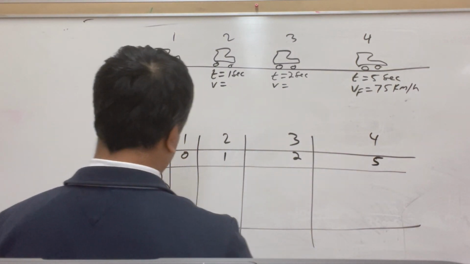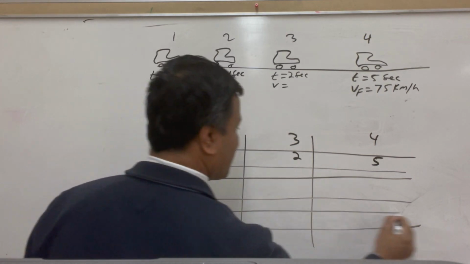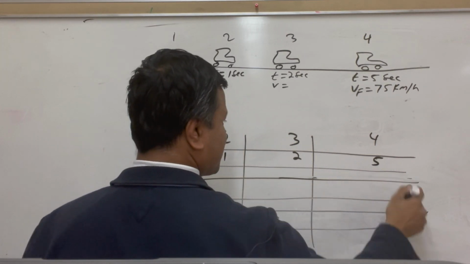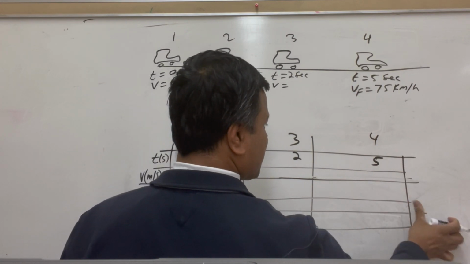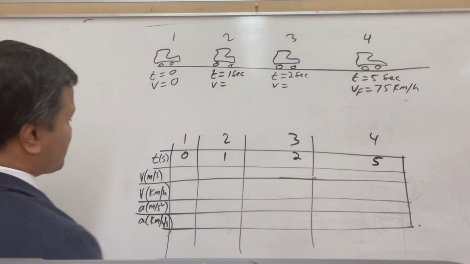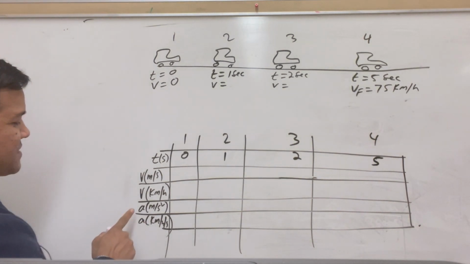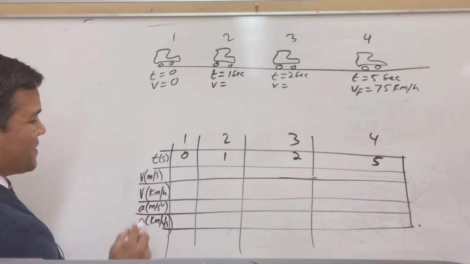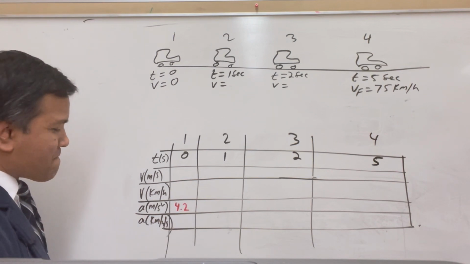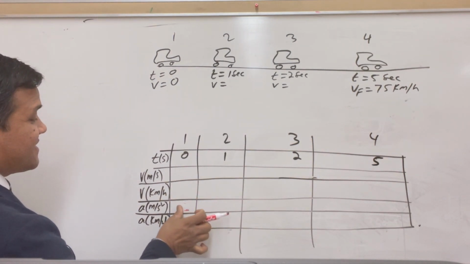Okay, so 1, 2, 3, 4. All right, we can do it a little better. All right, good. So far, so good. Velocity. Okay, so before we do velocity, let's do the acceleration. What is the acceleration? 4.2. Or we can say that acceleration, we can find it.